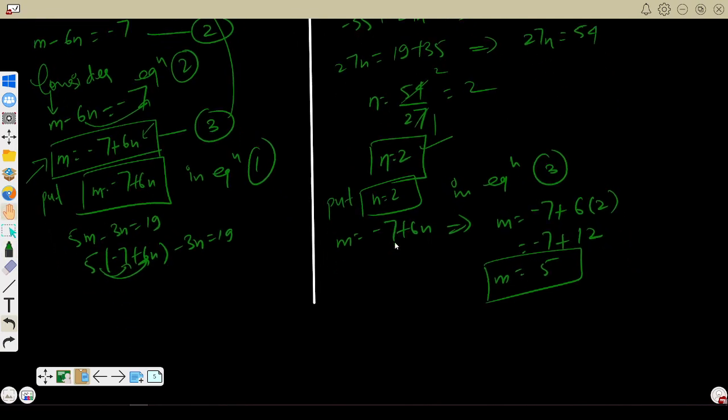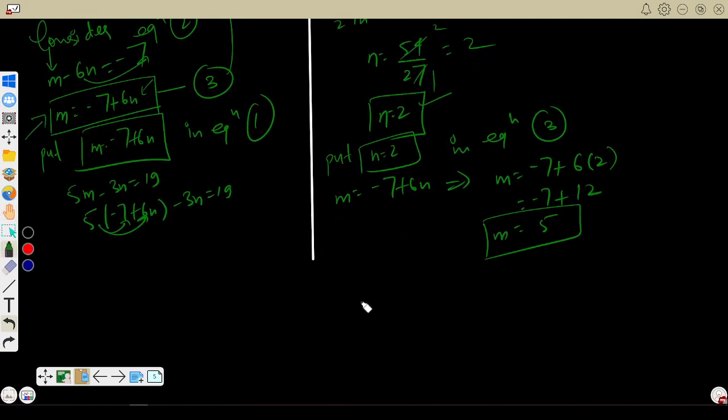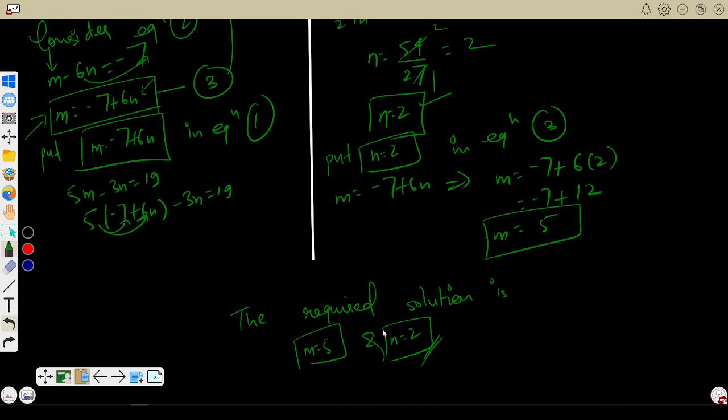So this was the solution. We'll write the final statement. The required solution is m is equal to 5 and n is equal to 2. I hope this is clear to you. In this particular case, I have used substitution method. If you want, you can try elimination method as well. The answer will be same.